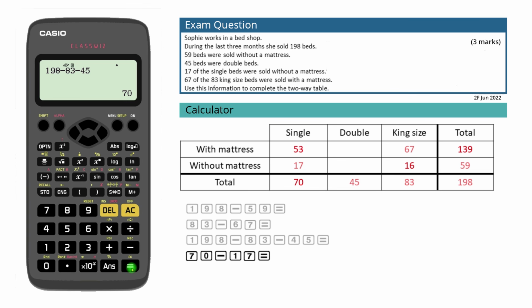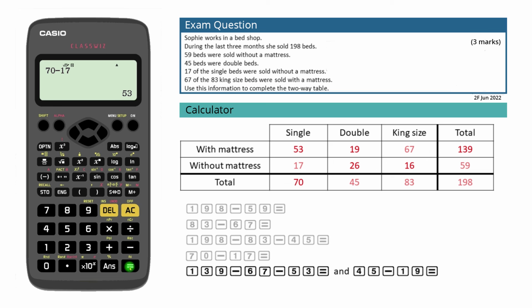Now complete the single column. Enter 70, subtract 17 and press equals. Write the answer 53 in the top row of the single column. Complete the remaining two gaps. I chose to complete the top row first. Enter 139, subtract 67, subtract 53. Then press equals. Write the answer 19 in the double column of the with mattress first row.